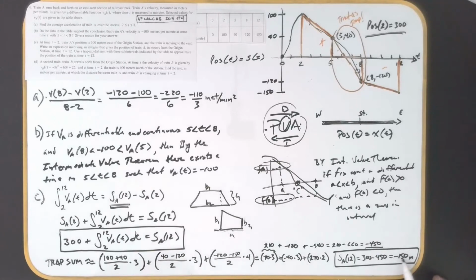Now, if you want to be really picky, since it's negative, you must have been going west. Okay? So, once again, from the top, we had to approximate position at 12. We had to manipulate this with the fundamental theorem. Make sure you put the position at 2 on the other side. That was 300. Estimate using your trapezoidal sum. Reviewing that process right here. Simplifying it, and don't forget to add it to 300 when you're all done with that, and your final answer, negative 150. Okay? So there we go.